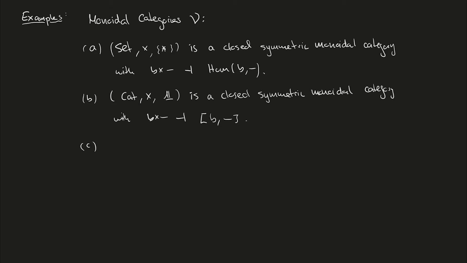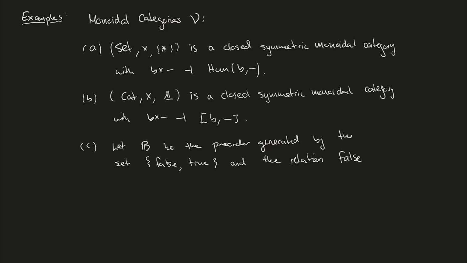Third, I'm going to define a preorder. So we let B be the preorder generated by the set false and true, and the relation false is less than or equal to true. Because B is a preorder, we also have reflexivity, so B will additionally include the relations false less than or equal to false and true less than or equal to true.